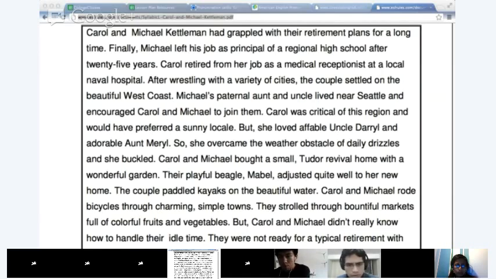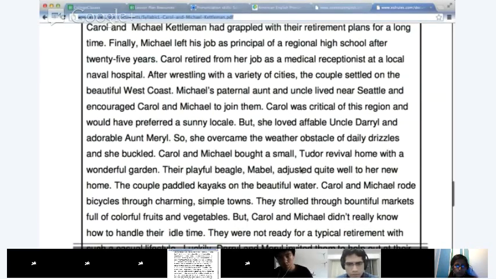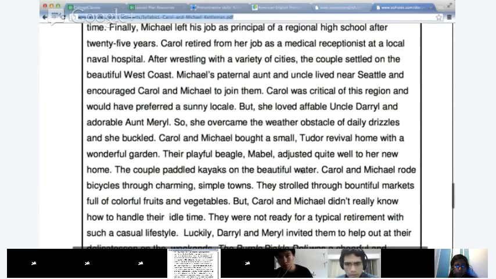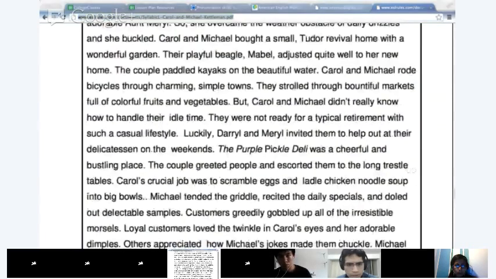The people beyond Mabel adjusted quite well to her new home. The couple paddled kayaks on the beautiful water. Carol and Michael rode bicycles through charming and simple towns.